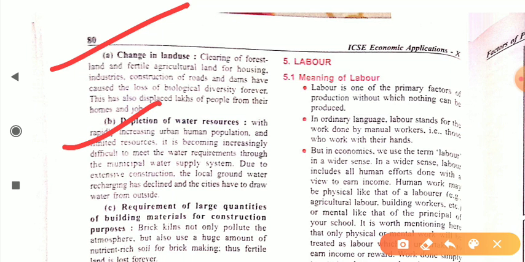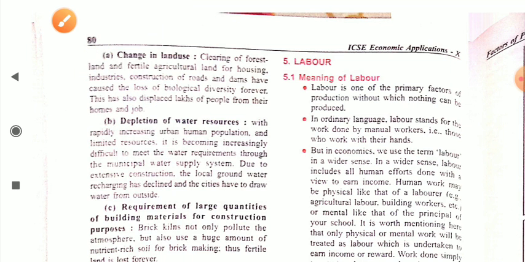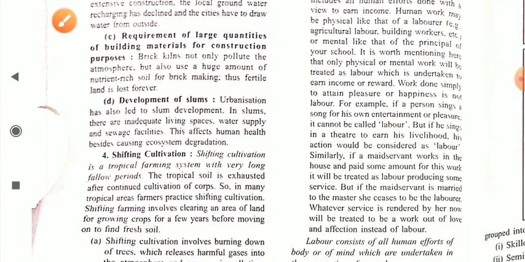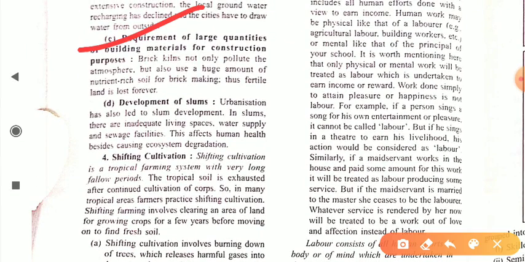Next is depletion of water resources, by population pressure, or pressure of the human population on the resources. We are suffering from water availability problems, because in many big cities the groundwater level is decreasing day by day. So depletion of water resources is also a part of this destruction of the ecosystem. Next is the requirement of large quantities of building material for construction purposes, like bricks and huge amounts of rocks. Their extraction also plays an important role in the destruction of the ecosystem.